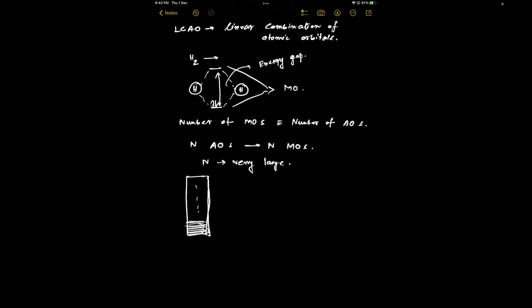So we treat this energy level diagram as a continuum, right? This is energy. We treat it as a continuum, or continuous system, because the energy gap between successive molecular orbitals is very small. This is why we call it a band. So from here the band theory of solids comes. That's why this is called the energy band.